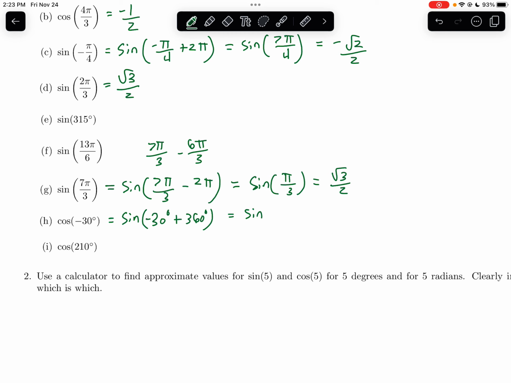So this is the sine of 330 degrees, I'm sorry, not 300, 330. And this is √3 over 2.